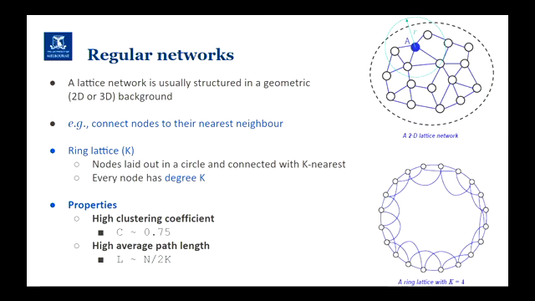Let's say you have a ring with 1,000 nodes, and you consider K equals 2. That means you're only connecting each node to the left and the right. What's the average path length on that graph?